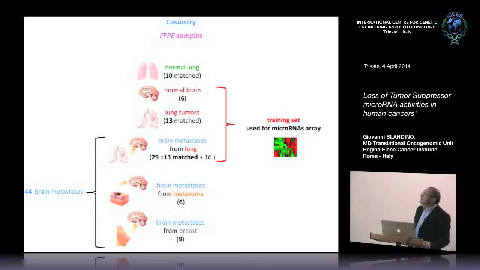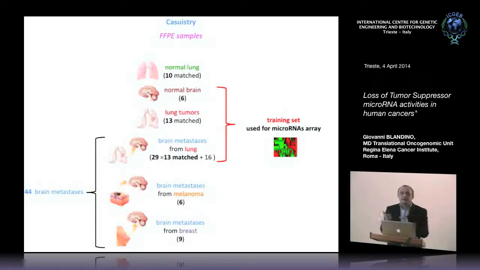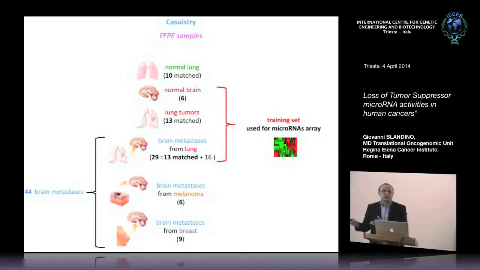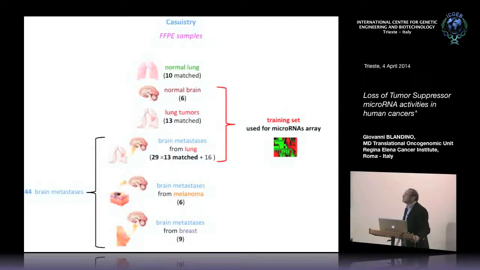Because, as you know, sometimes the patient has surgery initially for a brain metastasis because it is believed to be a brain tumor. Then, during surgery, they realize that it's a brain metastasis, and only afterwards do they identify the primary tumor. At that time, there is no way to operate on the lung because the patient already has metastasis. That's why you don't always have the matched lung tumors. Then, of course, we also have a small number of brain metastases from melanoma and breast cancer, with the idea to see whether the modification that we could find in this set could also be reproducible for other types of brain metastases.